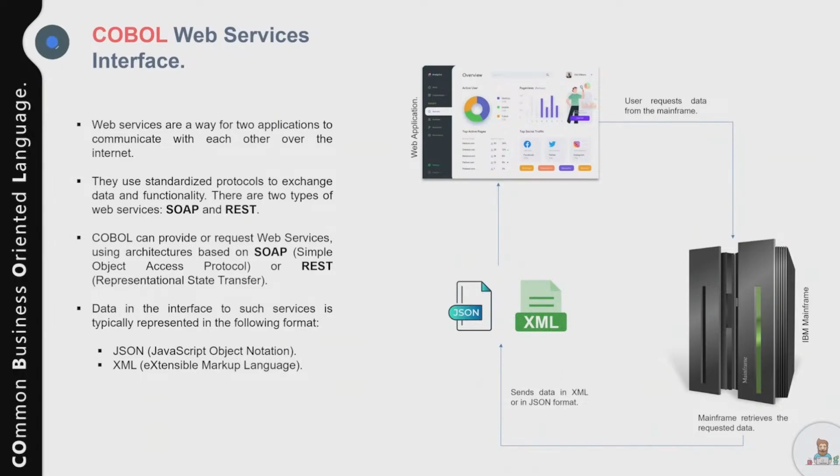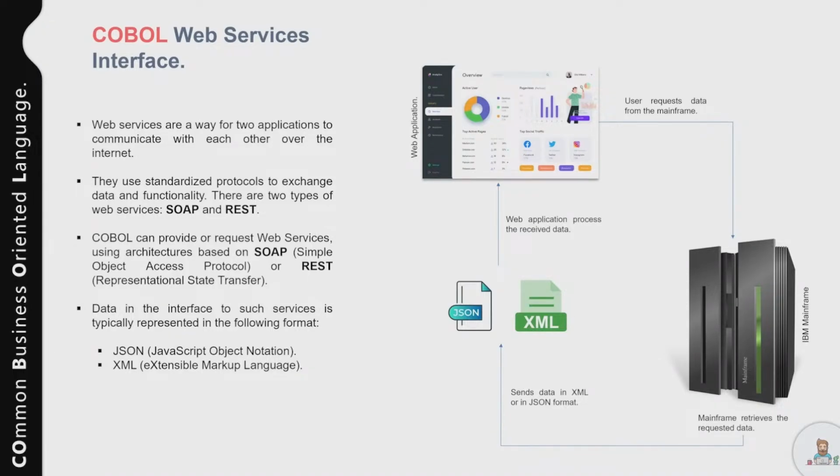Now let's try to understand with the help of an example. We have a web application which is hosted on a non-mainframe platform, and we have a COBOL application which is hosted on a mainframe. If you look at the example, you will clearly understand that a user has initiated a request from the web application to get data from the mainframe. The mainframe received the request, and the application hosted on the IBM mainframe processed that request, generated the output in the desired format, and sent the response back to the web application. The data shared with the web application would be either in JSON format or in XML format.